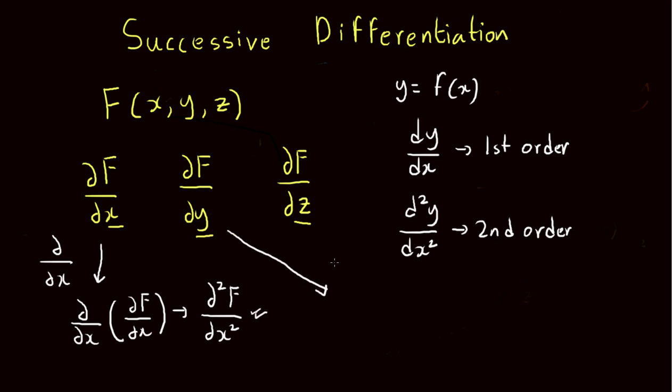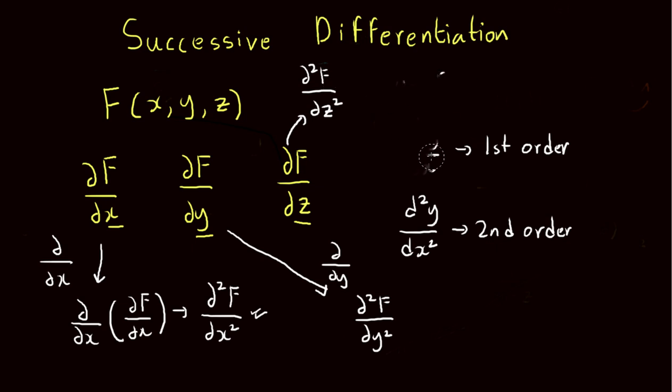Similarly, if we take del f del y with respect to del y, we'll also have del square f del y squared. Likewise for this, we have del square f del z squared. So with these three examples, these are examples of successive differentiation, but there are also more examples. Let me just erase this real quick.